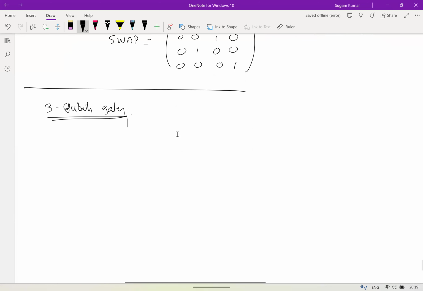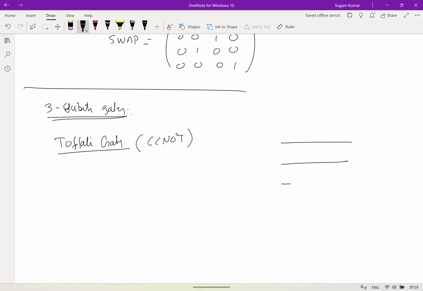In 3-qubit gates, one gate which I need is called the Toffoli gate. I just mentioned the full adder, how it works. So we need a Toffoli gate. It's also called the CCNOT gate, the controlled-controlled NOT gate. This is a 3-qubit gate that applies a NOT operation to the third qubit, the target. So in this, there are 2 control bits and 1 target bit.